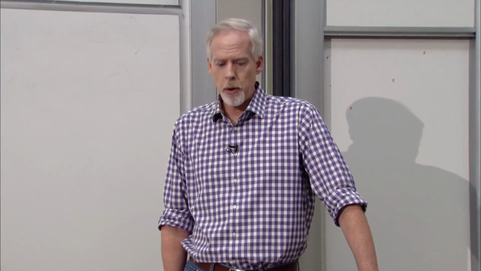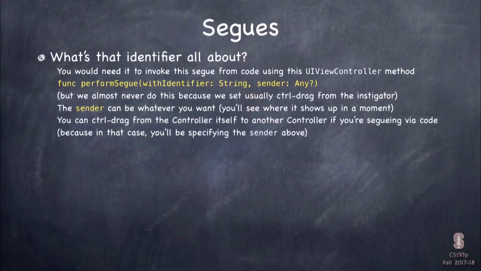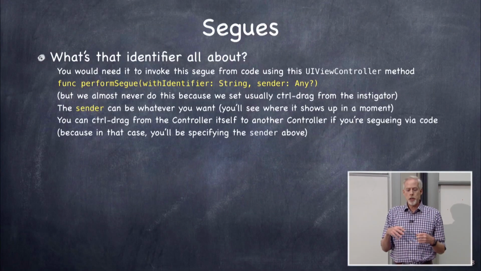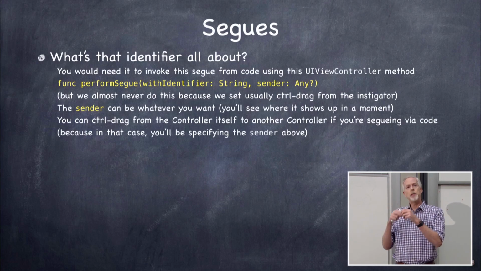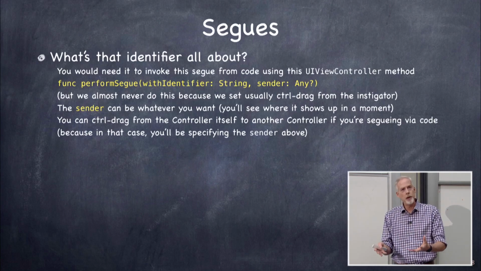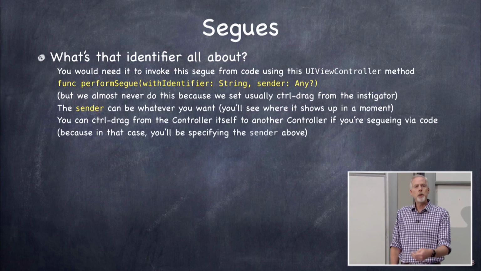Okay, so that's segues. So that identifier, why do we want it? Where would we use it in our code? What's an example? Well, one way is you can perform a segue from code, so manually cause a segue to happen. To do that, you need to know which segue it is in the storyboard that you want to perform manually, and so you can do perform segue. We don't usually perform manually. I'll show it in the demo.